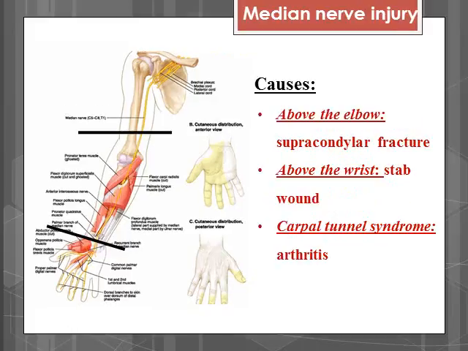The median nerve injury could occur along 3 levels. First level is above the elbow by supracondylar fracture of the humerus. The second level is above the wrist. It is caused mainly by a stab wound. The third level is along the passage of the median nerve through the carpal tunnel, which is called the carpal tunnel syndrome.